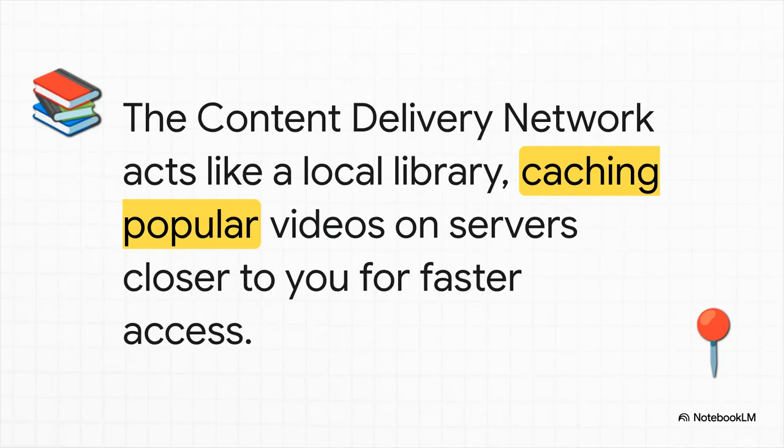Yeah, a really easy way to think about it is like a local library. Instead of having one giant library for the whole country, a CDN puts little local branches in hundreds of cities. These local servers cache, or store, copies of the most popular videos, so they're already waiting for you nearby when you decide you want to watch them.